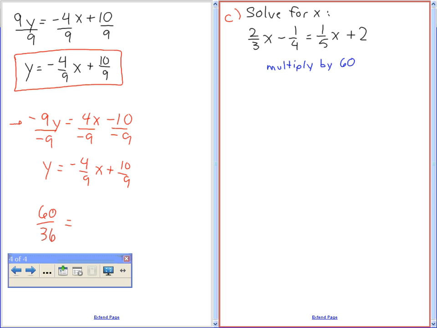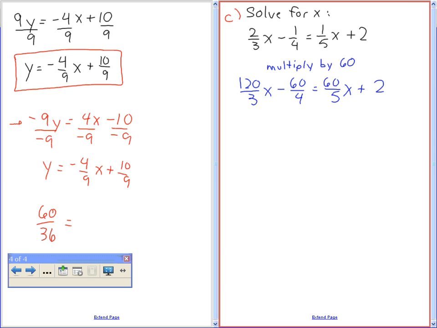Now I want somebody with a strong back and strong wide shoulders, who will not be afraid if I say I have an incorrect answer. Sahil, you can do it. 120 over 3 x minus 60 over 4 equals 60 over 5 x plus.